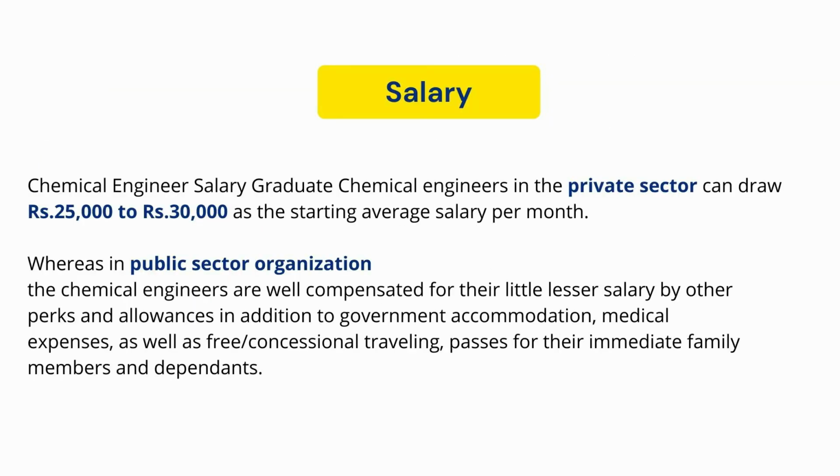Chemical engineer salary. A graduate chemical engineer in the private sector can draw Rs 25,000 to 30,000 as the starting average salary per month. Whereas in public sector organizations the chemical engineers are compensated for their slightly lesser salary by other perks and allowances, in addition to government accommodation, medical expenses, as well as free or concessional traveling passes for their immediate family members and dependents.